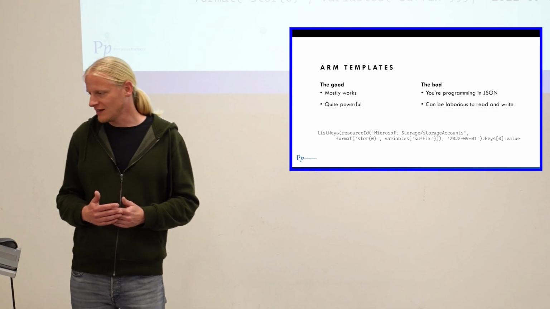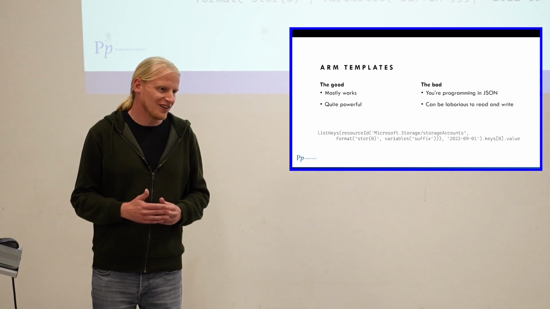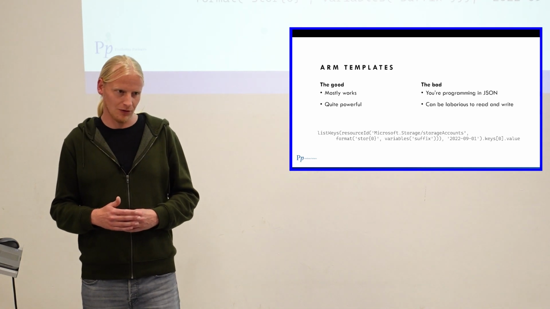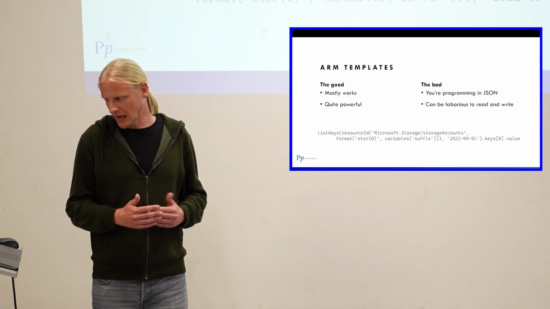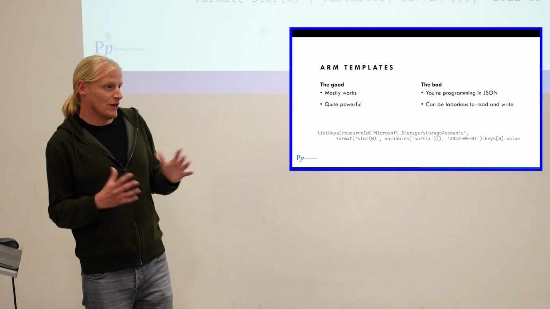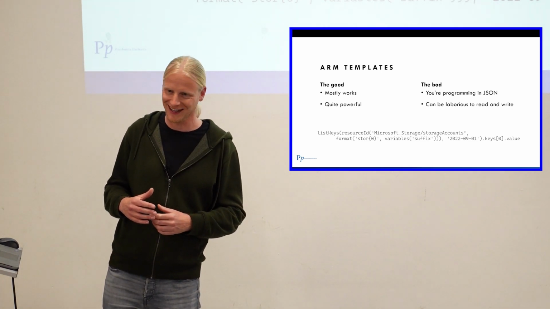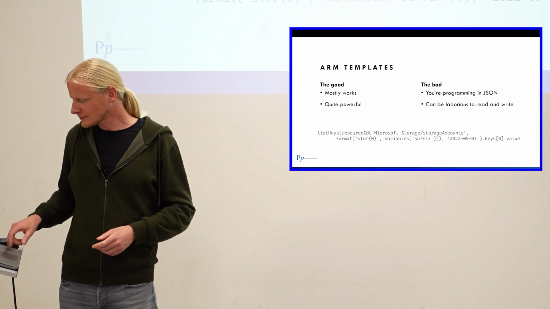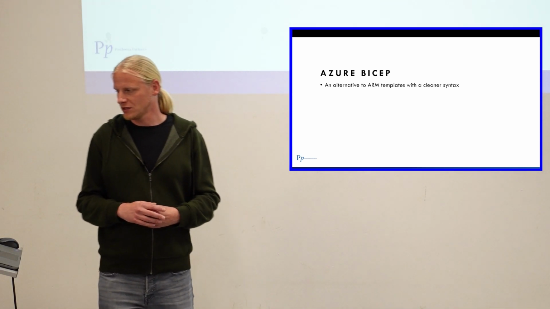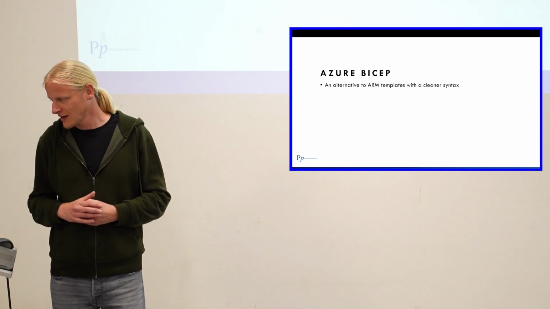It's not very readable. Exactly. So the JSON files are not always very readable unless they are very simple. So they can be quite difficult to read and write. I put one example up here, which is something you can do with an ARM template, but it's quite difficult to figure out what's happening here. So it's not ideal. And this is why Microsoft designed Azure Bicep, which is an alternative to ARM templates, but with a cleaner syntax.